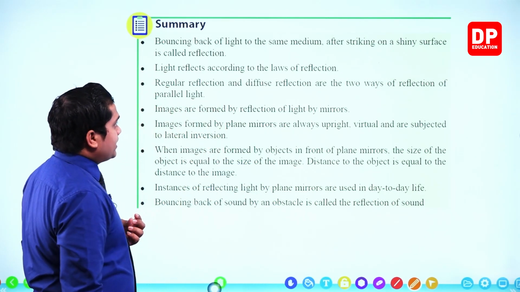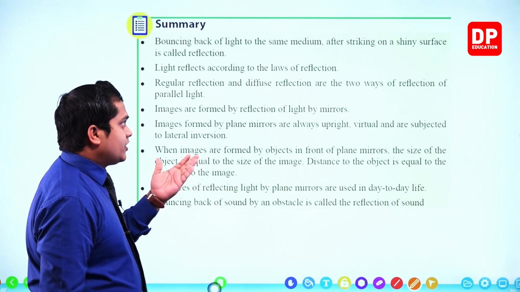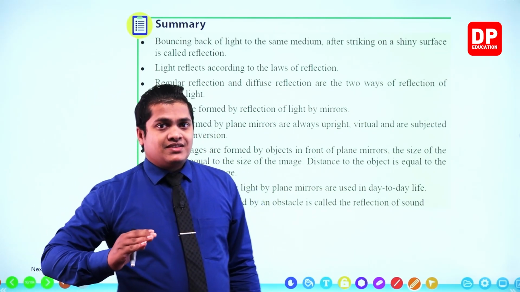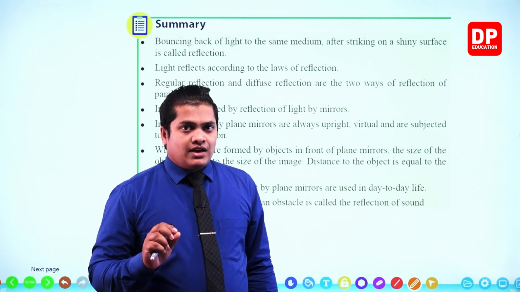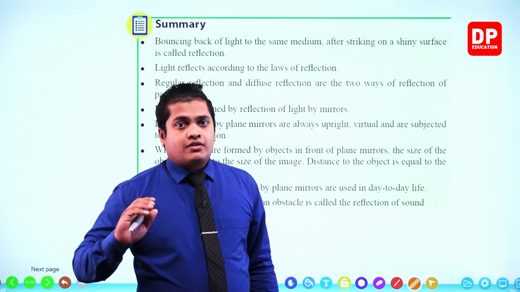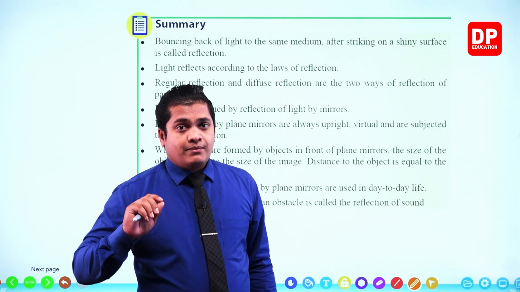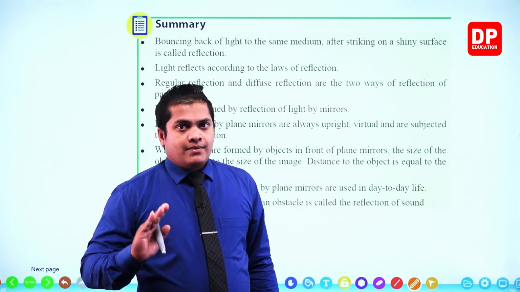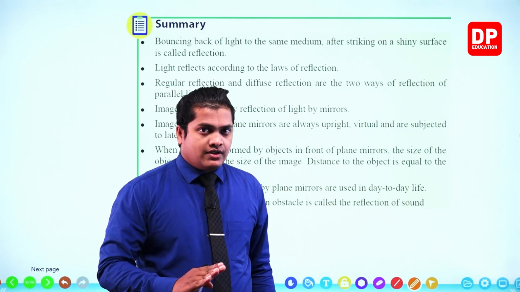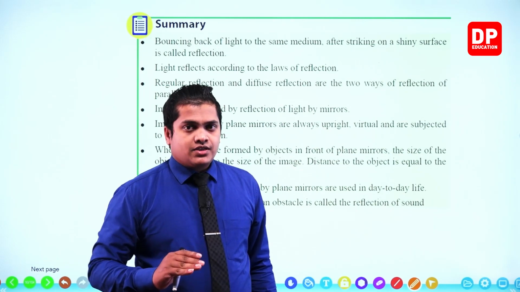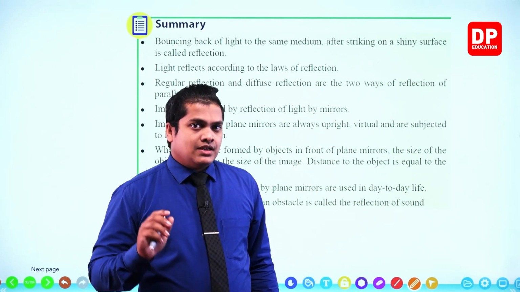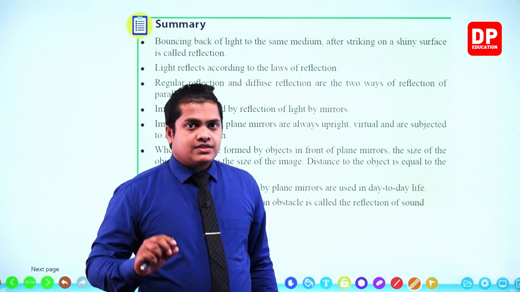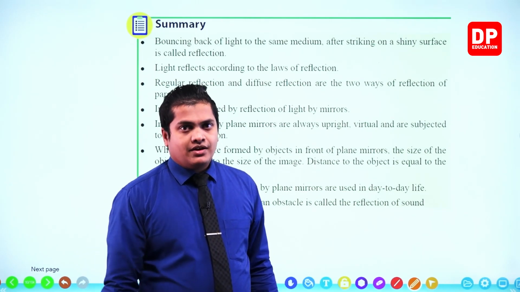Next one, regular reflection and diffuse reflection are the two ways of reflection of parallel light. Parallel light can be scattered here and there, or it can be reflected parallel to each other as well. So according to that, there can be diffuse reflection and regular reflection. Diffuse reflection is the scattering process. Regular reflection is the process in which the reflected light rays travel parallel to each other.